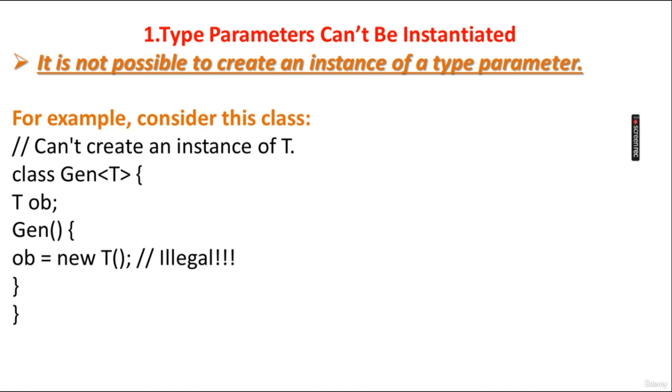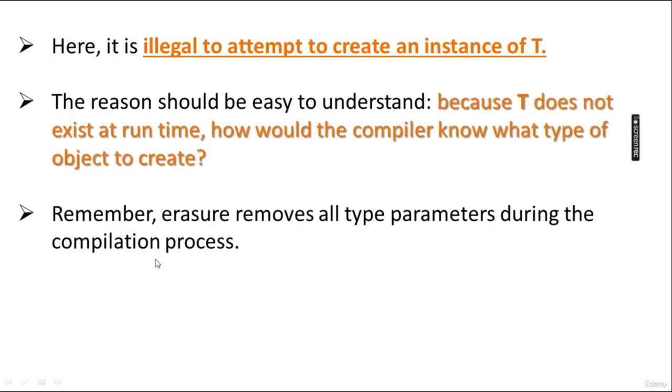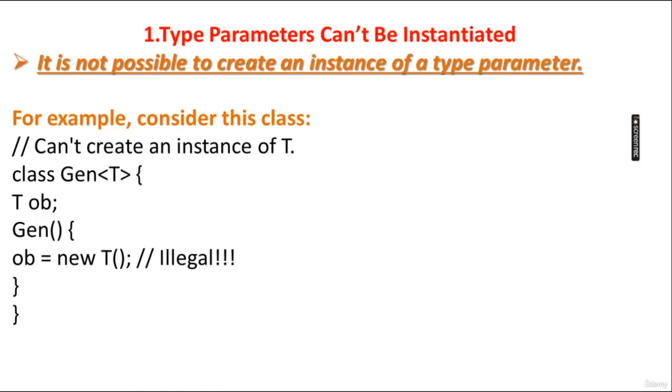class Generic<T> { T ob; Generic() { ob = new T(); } }. We cannot write like this. This line is wrong. Here it is illegal to attempt to create an instance of T. The reason should be easy to understand, because T does not exist at runtime. How would the compiler know what type of object to create? So T is not present at runtime. At runtime, when you are creating an object, this T will be replaced by the actual data type.